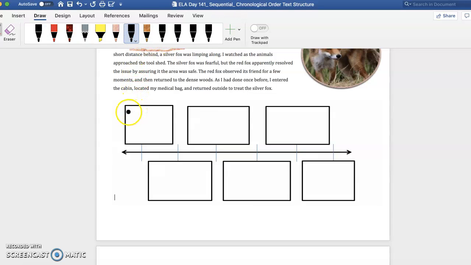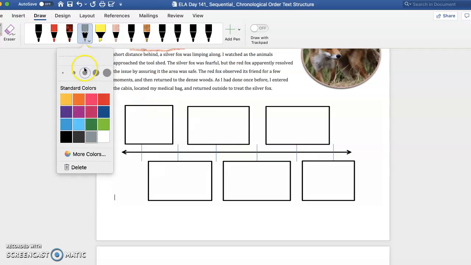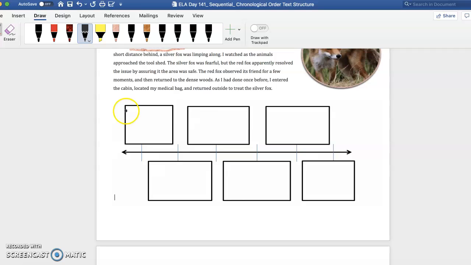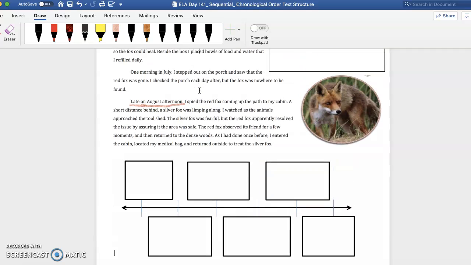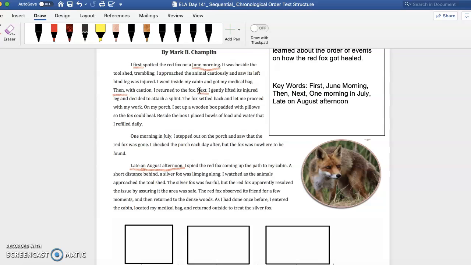Okay. So let's go ahead and get started. I don't know if that one is going to work. Let's try to use the pencil. Let's see if the pencil will work better. Okay, so guys, what happened first? When I go back up to the text, I see that the first thing that happened, it says, I first spotted the red fox. So the red fox was first spotted with an injury, right? That was the first thing that happened.